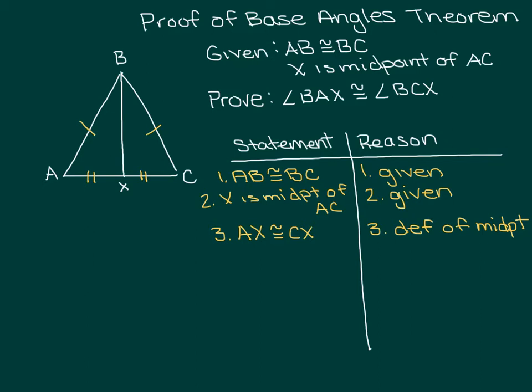So right now we have one pair of sides congruent and another pair of sides congruent. Now looking at these two triangles, I also know that BX is congruent to BX. It's congruent to itself, and I know that by the reflexive property.